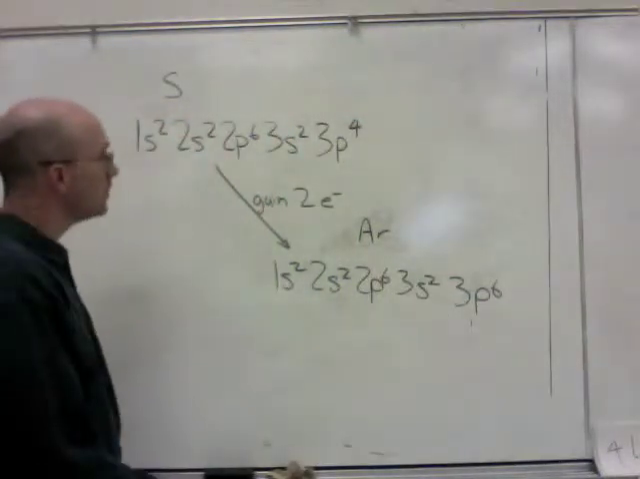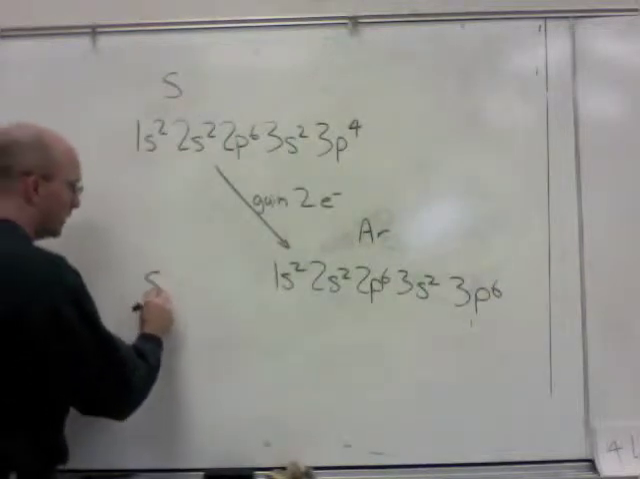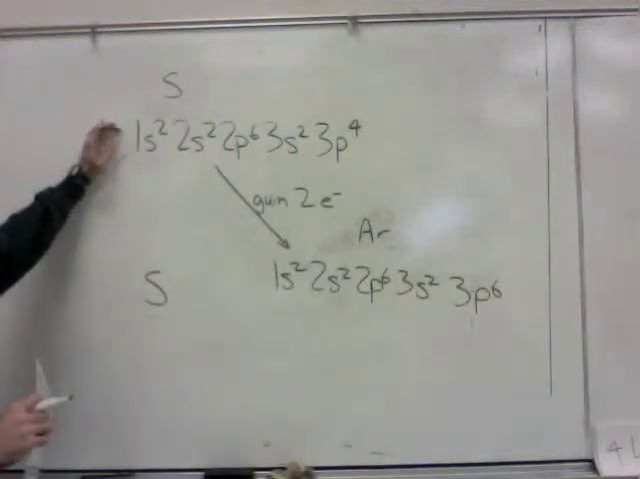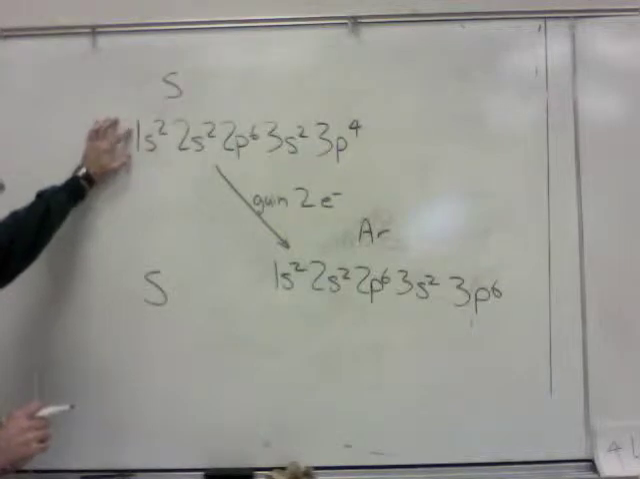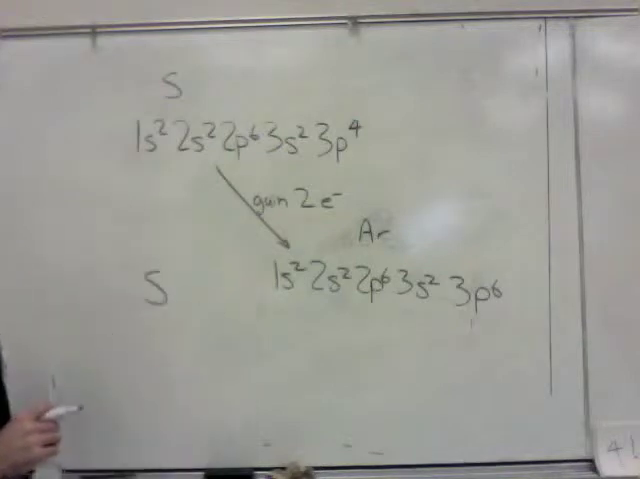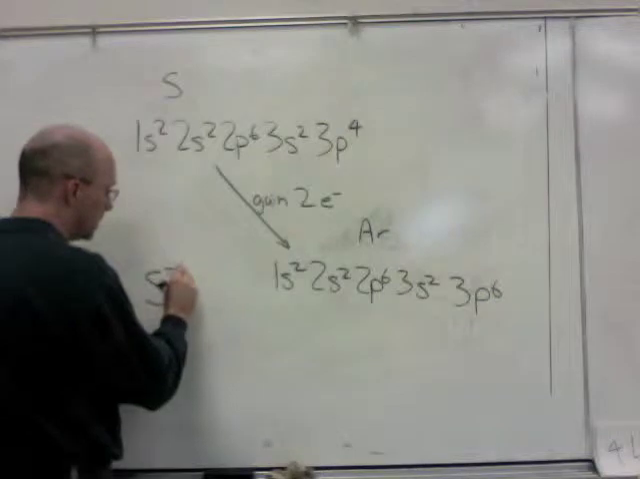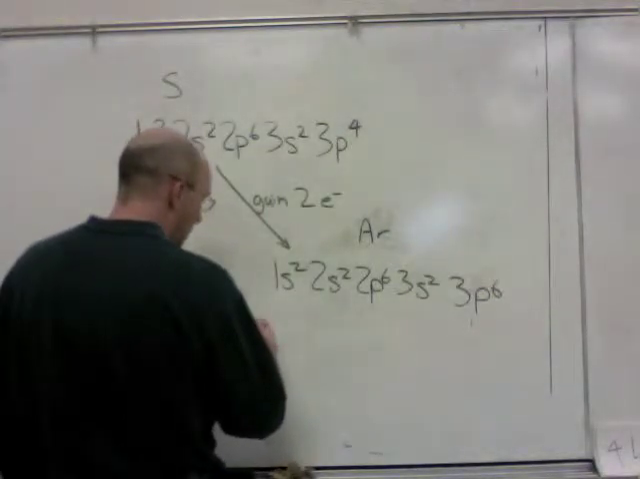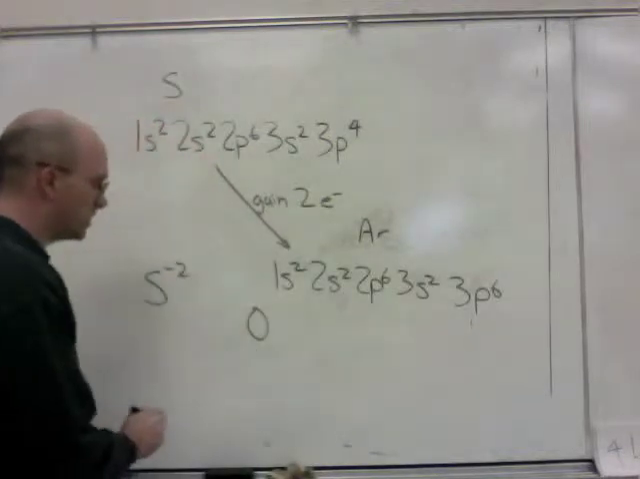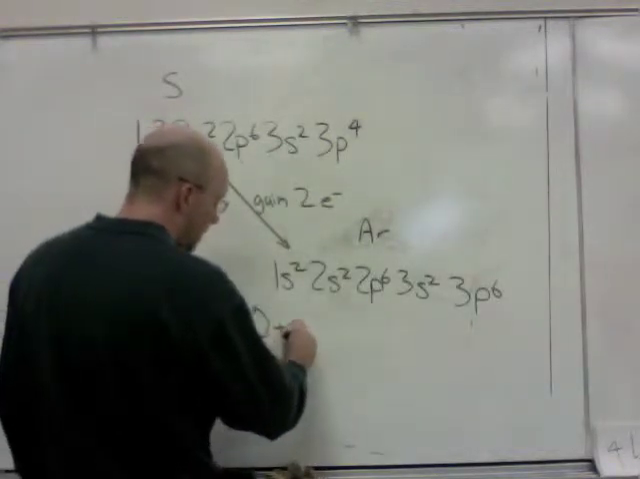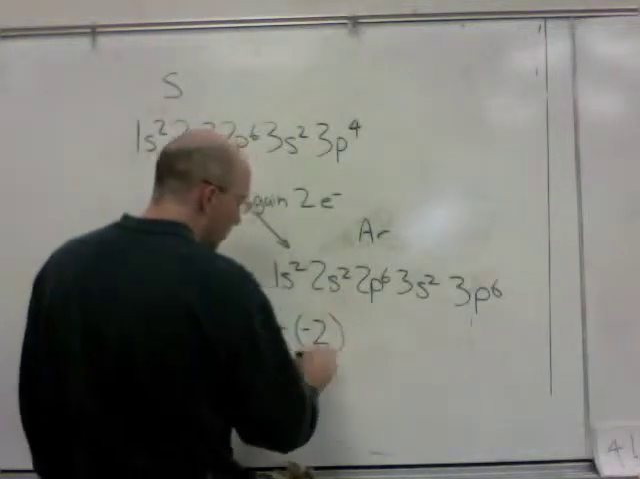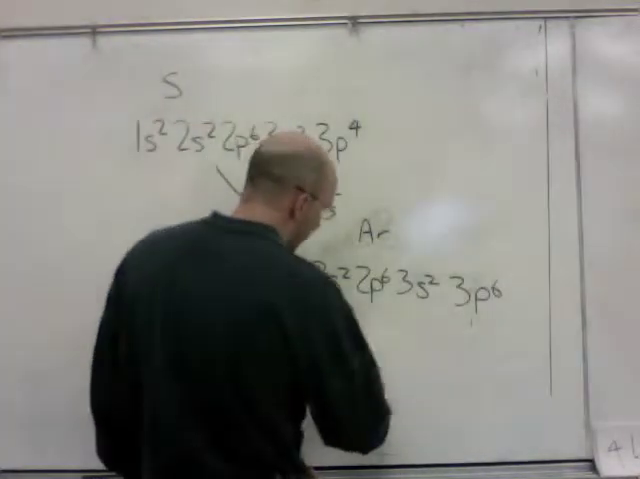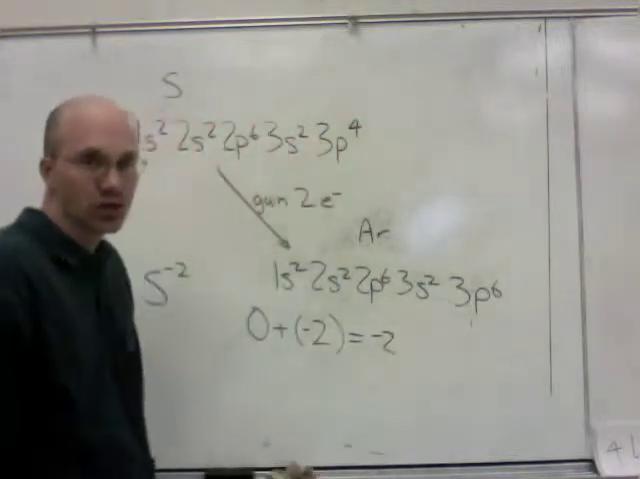All right? So here's the logic. If this is the electron configuration when sulfur is neutral, then in the act of gaining 2 electrons to become like argon, what happens to its charge? If it's neutral and it gains 2 electrons, it's going to have a -2 charge. Mathematically, you could say, if its charge was 0 and it gained 2 electrons, each one with a -1 charge, its resulting charge is going to be -2.